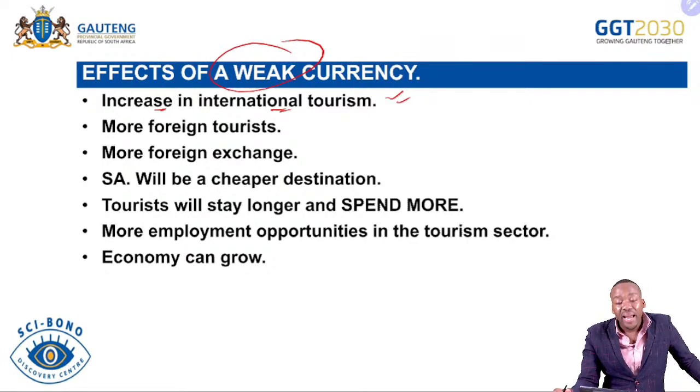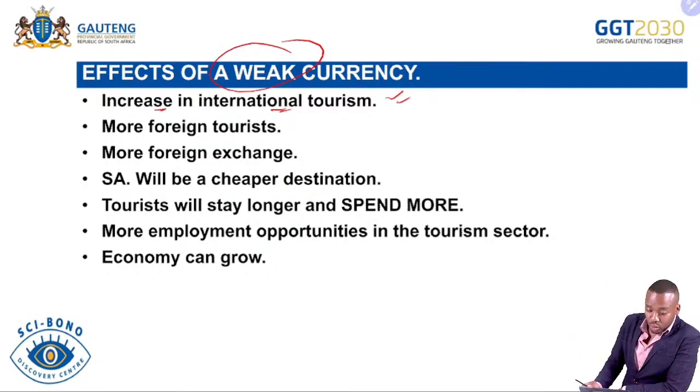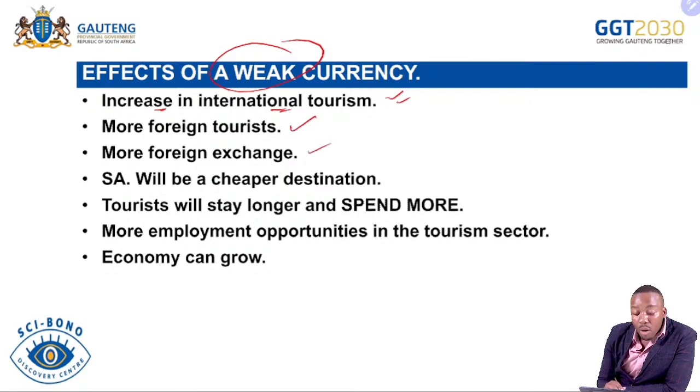In what way? Because international tourism will increase, and we know that the more they come here, the longer they stay, and the longer they stay, the more they do what? They will be spending money where? On our products and services. So we still need them, whether our currency is weak or strong. So when a currency is weak, it is going to have an increase in international tourism. Number 2, more foreign tourists will be visiting. Number 3, more foreign exchange income.